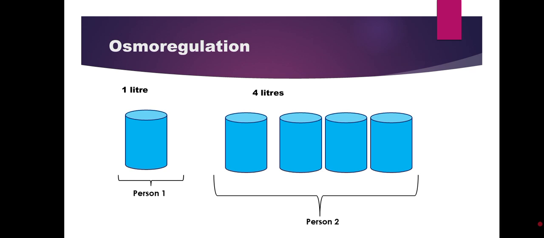So we have 3 steps, right? We have the ultrafiltration, which is the glomerular filtration, then the tubular reabsorption. Then thirdly, we have tubular excretion. Then we talked about the osmoregulation, right?